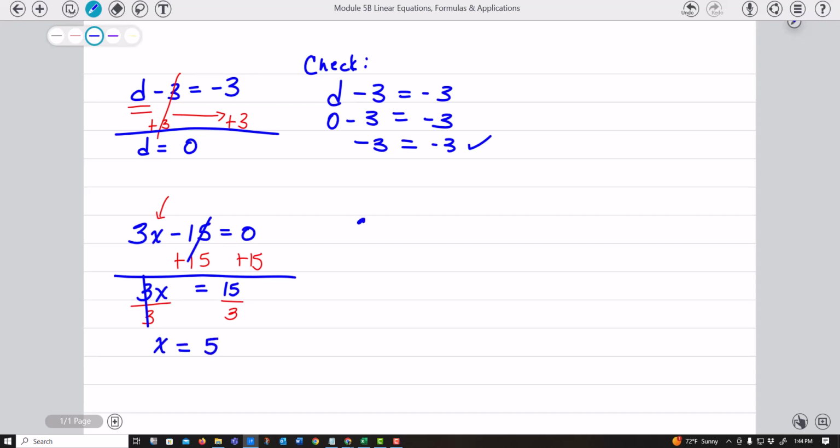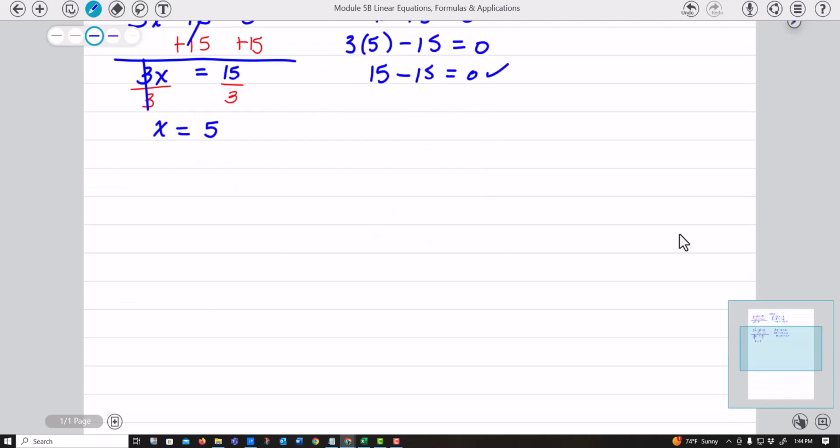Again, if you take the time to plug this in to check your answer, so x is 5 is what I got, 3 times 5 is 15, minus 15 equals 0, and it does check. So always check your answer, even if it's just picking up a calculator real quick, to actually check it. And so lots of those in there.